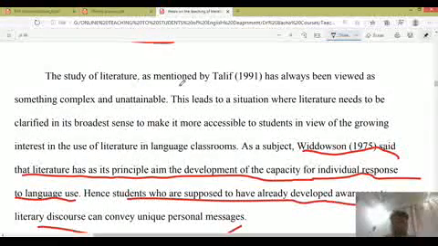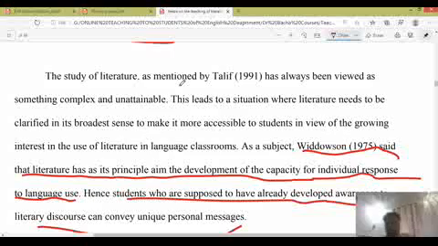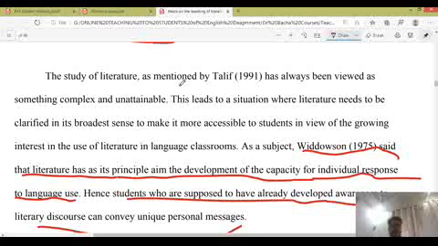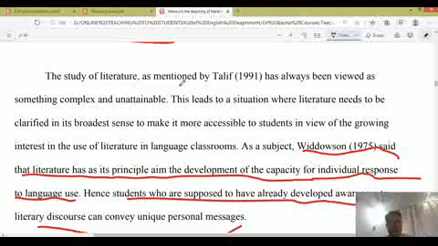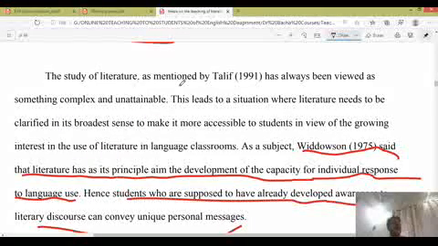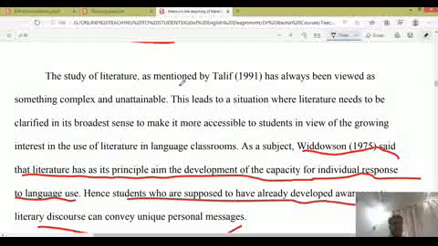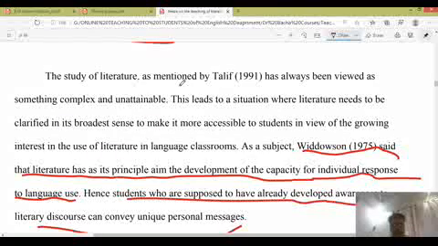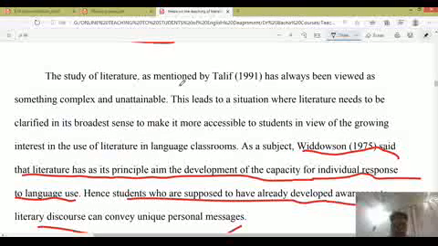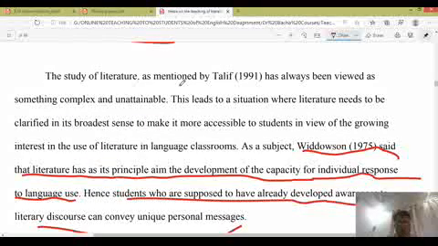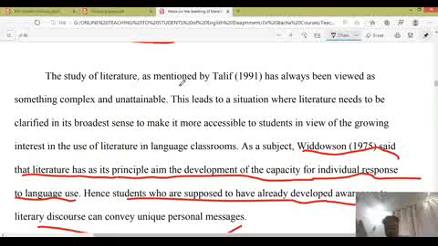Talif is another scholar who says that the study of literature has been viewed differently and has been considered to be something complex and unattainable. If it is complex and unattainable, then we have to make the sense of literature clearer to the student in order to make it more accessible, in view of the growing interest in the use of literature in the language classroom. Right.